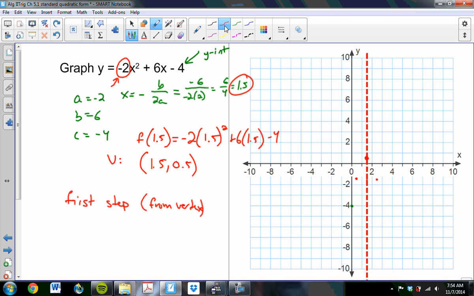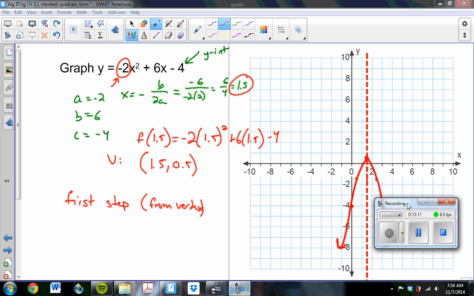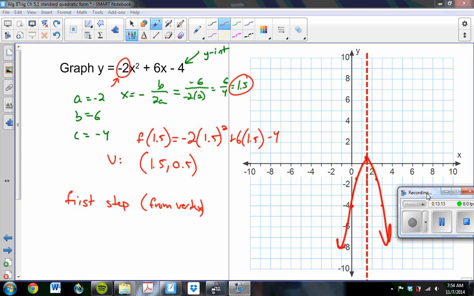I've actually got these points here now. I've got this point, and I can reflect it over 1.5, 1.5. I've got these points and these points. And with those 5 points, I can draw a decent, although narrow, parabola. So remembering that thing about the first step from the A value can make graphing very quick. In this problem, I really only had to plug in one number. Thanks for being patient.